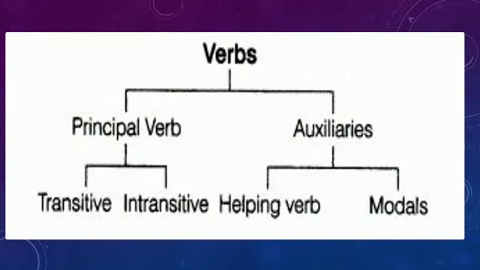Now let us see the classification of verbs. So verbs are of two types: principal verb and auxiliaries. Principal verb is also known as main verb. Then the main verb is of two types: transitive verb and intransitive verb, and auxiliaries are of two types: helping verb and modal.